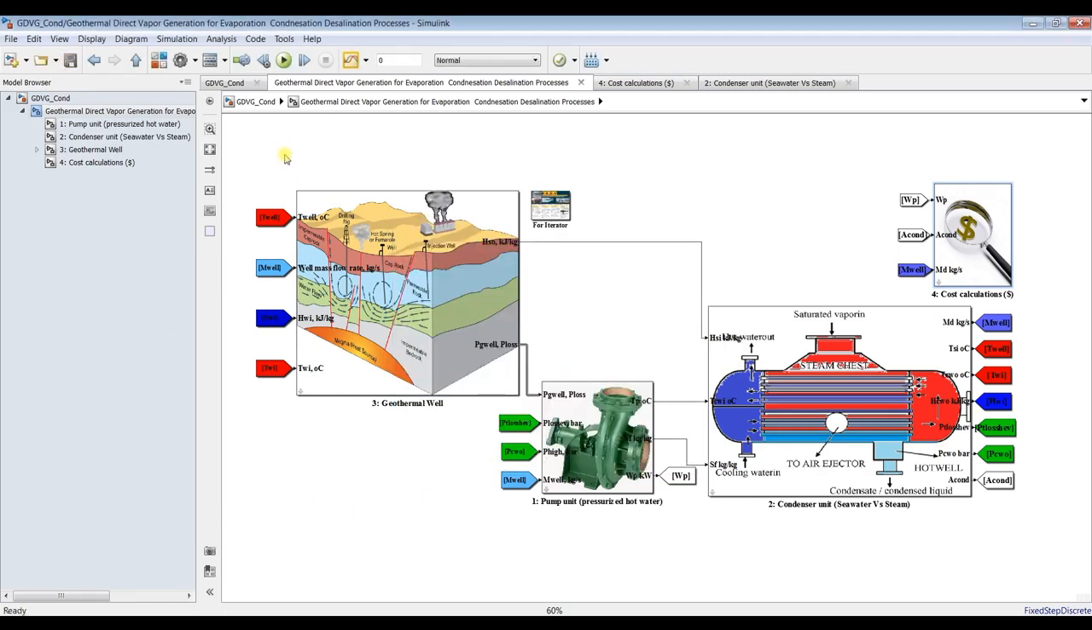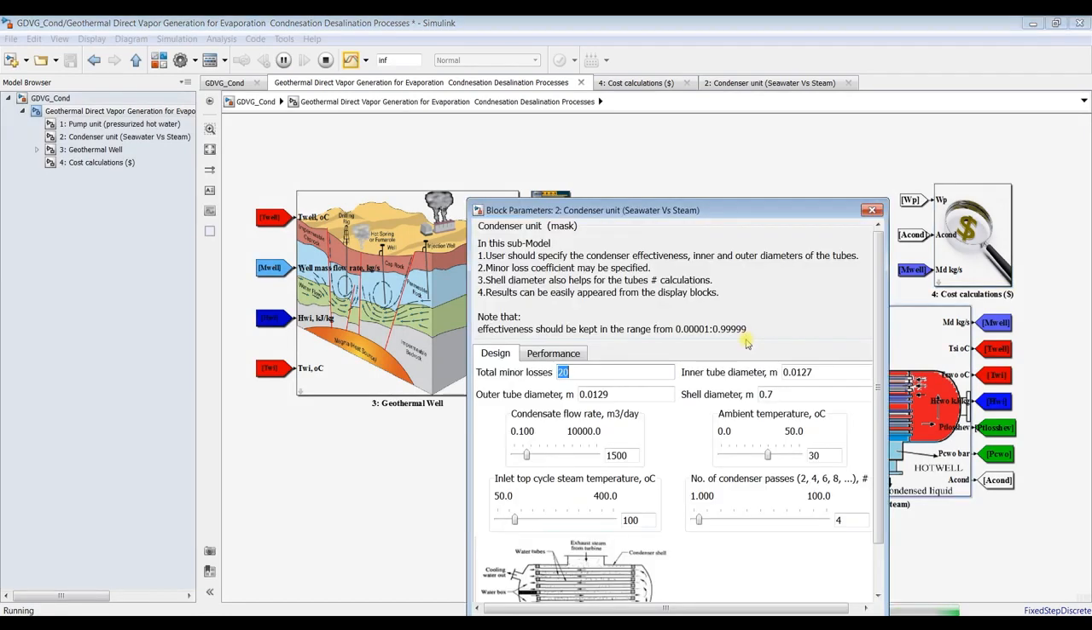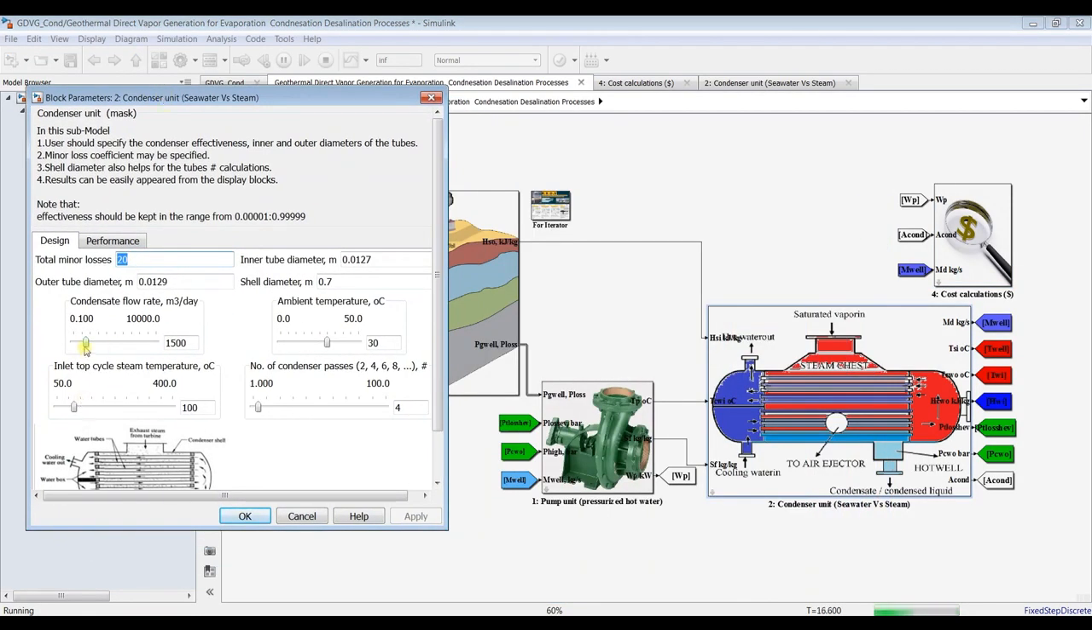So suppose I'm going for a dynamic model. I have to set my simulation time to infinity, and I would like to change some parameters and hit run. Okay, double clicking. Let's go for changing productivity. I'm going to increase my productivity up to, suppose, 5,000 meter cube per day.